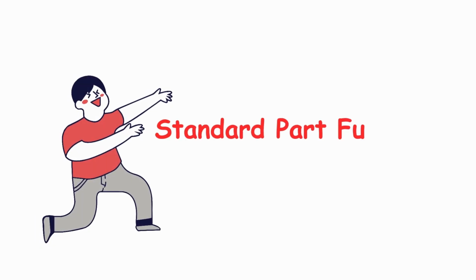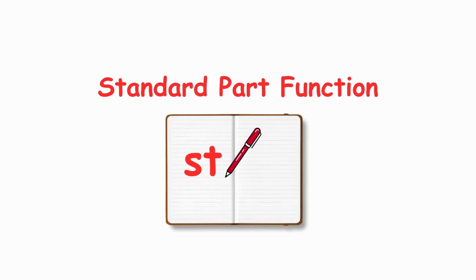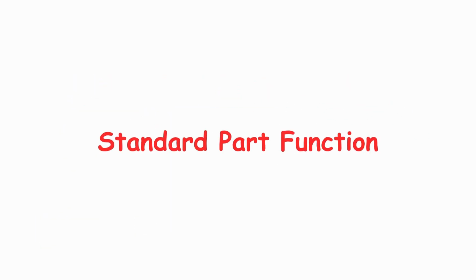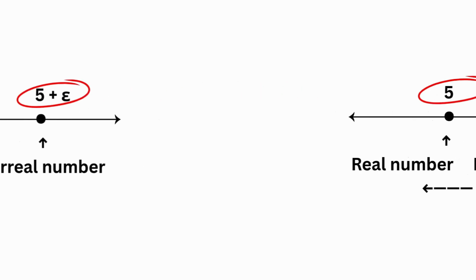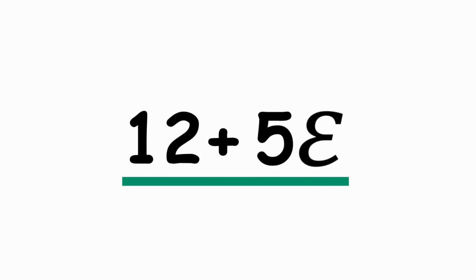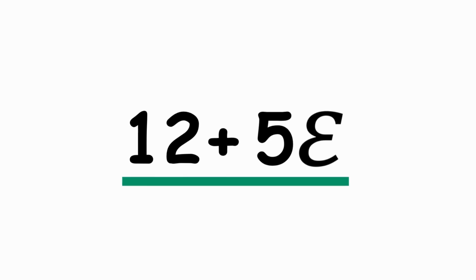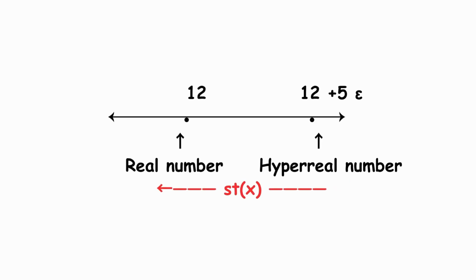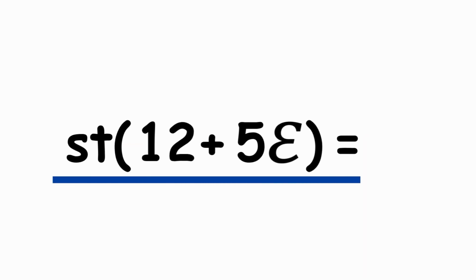Finally, let's introduce a special function, the standard part function, written as st. In simple terms, this function rounds a finite hyperreal number to the nearest real number. For example, consider the hyperreal number 12 plus 5 epsilon. Due to the 5 epsilon term, this hyperreal number is an infinitesimal distance from the number 12. Applying the standard part function, we get st of 12 plus 5 epsilon equals 12.